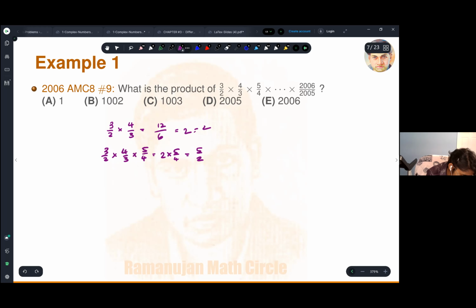Again, this is 4 over 2. Okay, so now let's just do 5 over 2 times 6 over 5, and that's just 6 over 2. So if you see the pattern, there's 4 over 2, 5 over 2, 6 over 2, and it keeps going. And the reason for this is that things cancel.